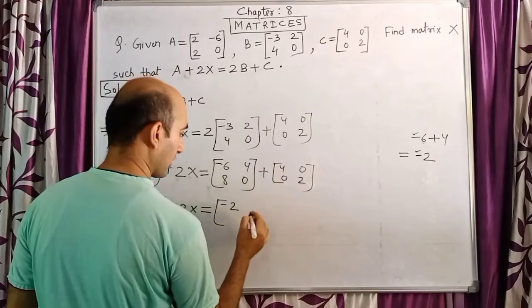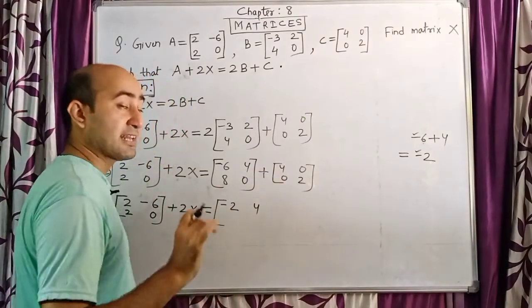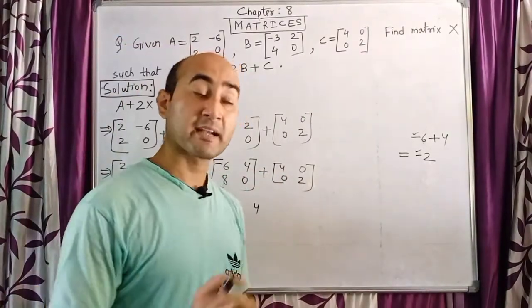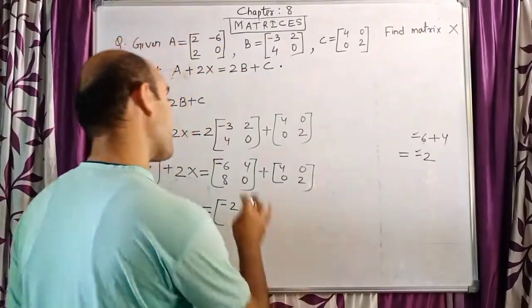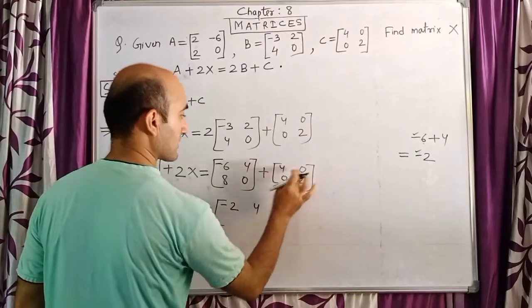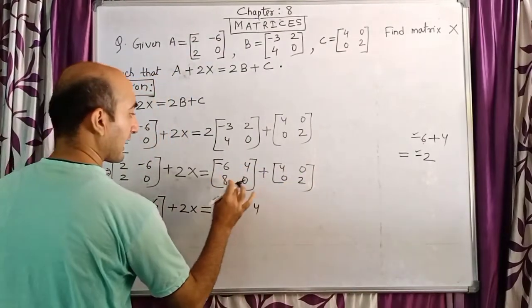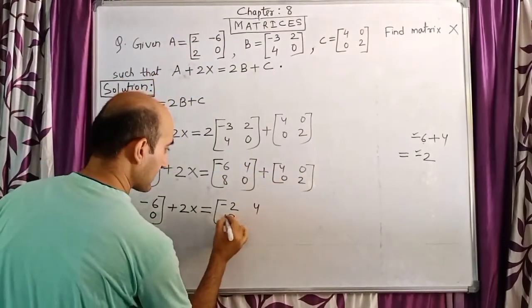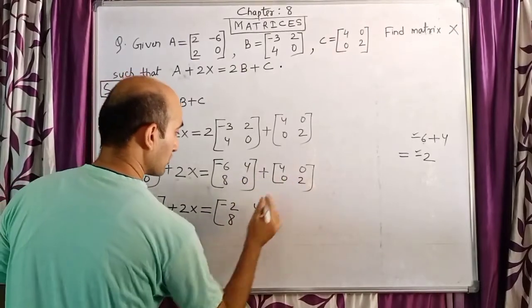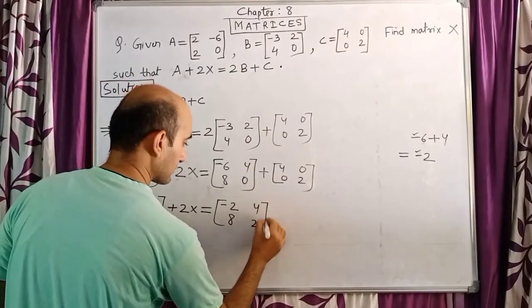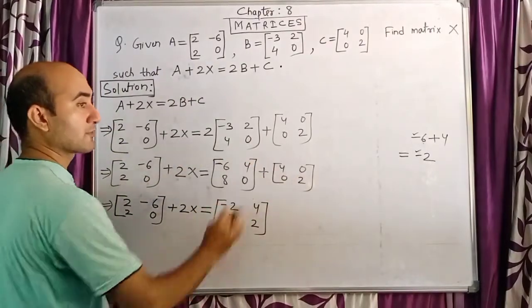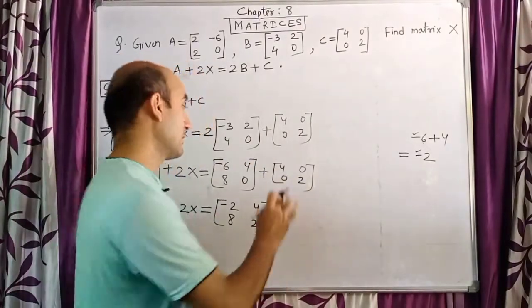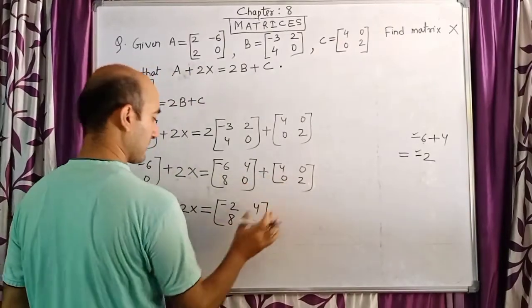4 plus 0 will be 4. Anything multiplied with 0 is 0, but anything adding or subtracting with 0 is not 0, but it is the number itself. That is, 4 plus 0 is 4 itself. 8 plus 0 will be again 8 here, and 0 plus 2 will be 2. So here these two matrices have been added. First element with first, second element with second, third element with third, and fourth element with fourth.